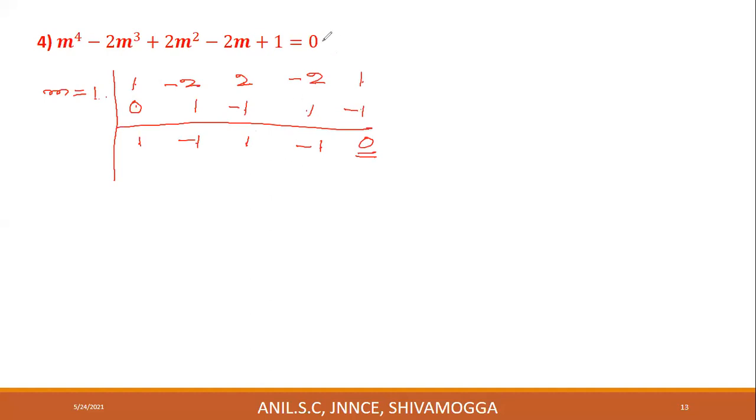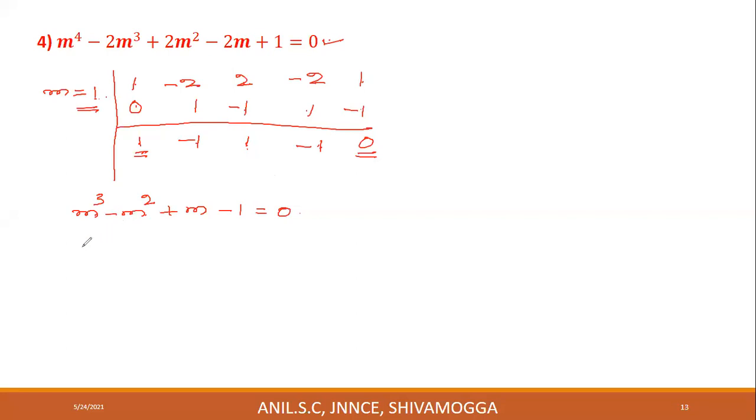Therefore, this biquadratic equation is reduced to a cubic equation. Now, this is the coefficient of m cube. M cube minus m square plus m minus 1 equal to 0. One root is obtained. Now the biquadratic equation is reduced into a cubic equation. As it is, you can factorize this. It's a very simple equation. You can easily factorize this, or you can find another root by inspection method and go for synthetic division method.